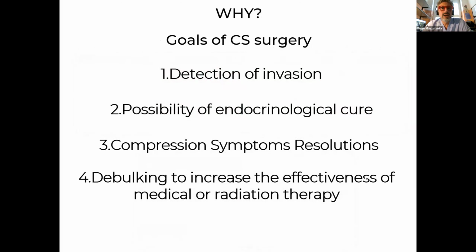The best question is, why work in cavernous sinus? There are four major reasons. First of all, detection of invasion. The possibility of the endocrinological cure. Professor Janot showed the low rate of endocrinological cure, but it's not absolutely 0%. The possibility exists. Relieve the compression of the cranial nerve. Relieving the cranial nerve palsy is another best topic to work inside the cavernous sinus. And don't forget that the debulking increases the effectiveness of medical and radiation therapy.